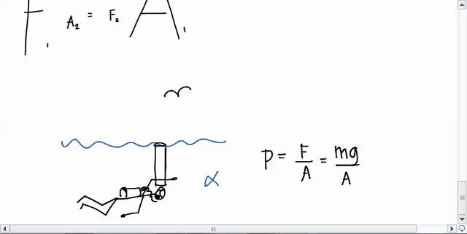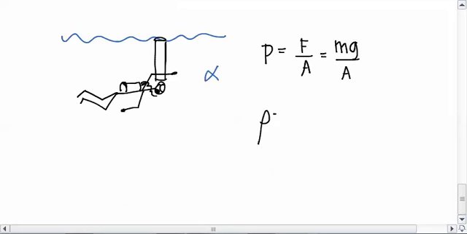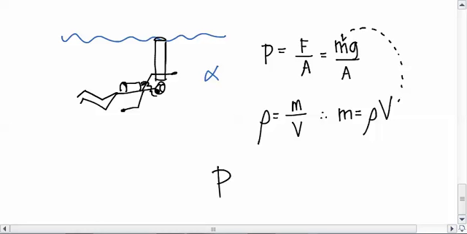Now, is water a fluid? Do we measure fluids in mass? Not usually. What do we usually measure them in? Volume. So how do we relate mass and volume? Density. Okay, so if density is mass per volume, then what's mass? Density times volume. So let's make a substitution into our mass right here. So pressure would be density times volume times the acceleration due to gravity over area.